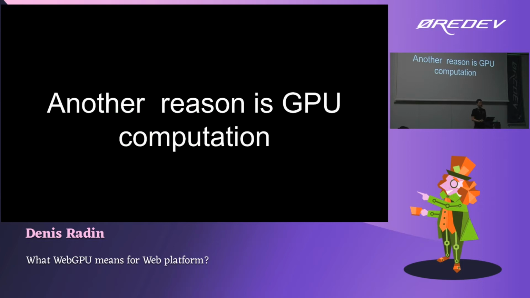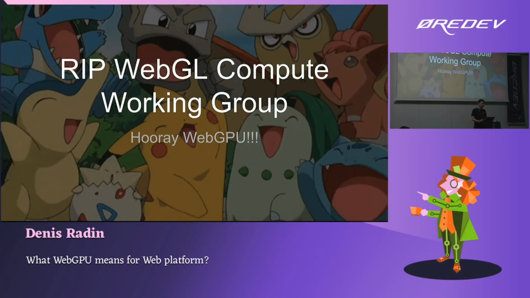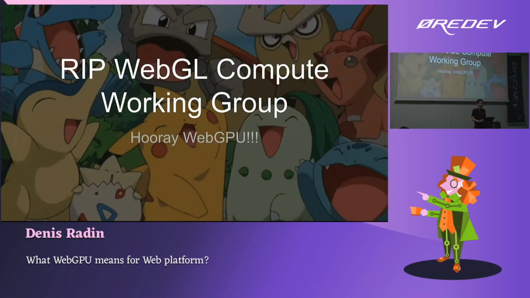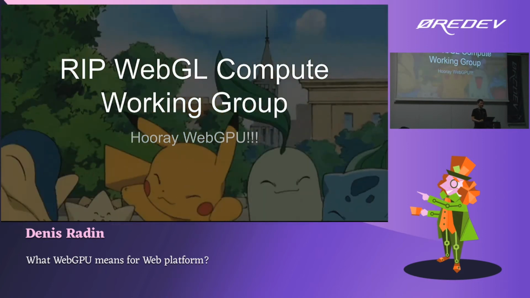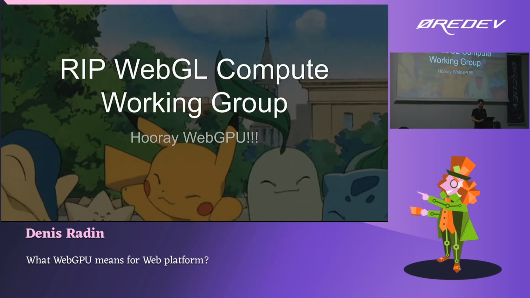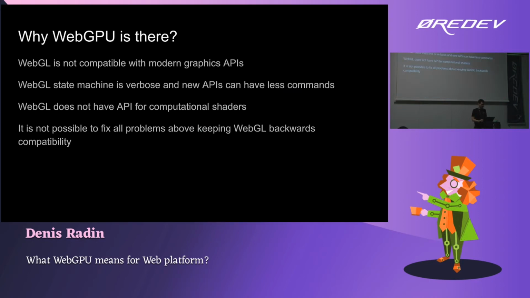Another reason for having WebGPU is GPU computations. There was a push by Intel to add computation functionality to WebGL, but it didn't work out. It was basically considered cheaper to start everything from scratch because WebGL was not designed for that, and the alliance behind this idea was not that big.